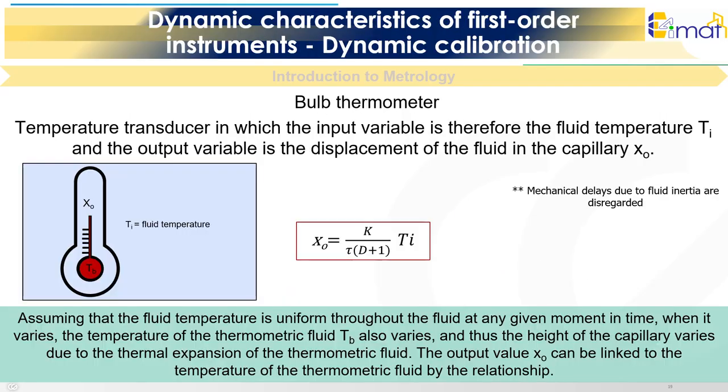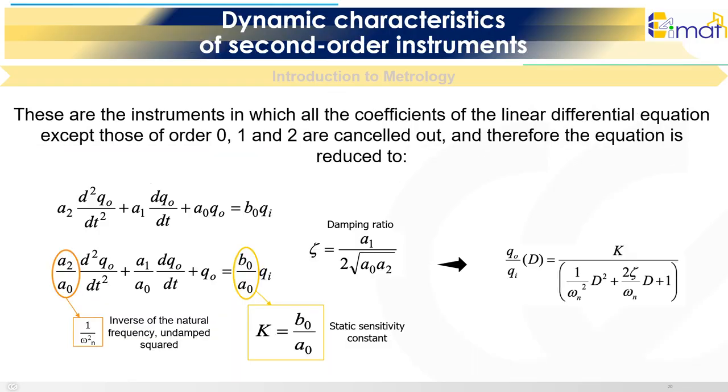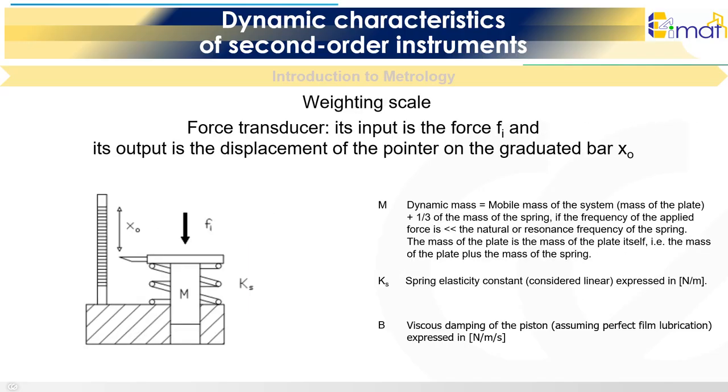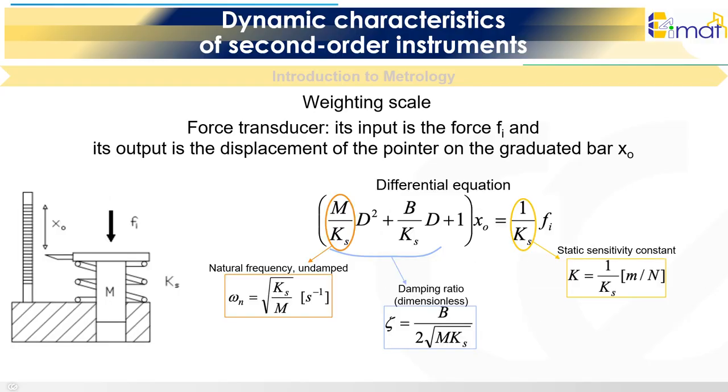Second-order instruments follow a differential equation that includes up to second-order terms. Typical examples include weighing scales, where mass, spring stiffness, and viscous damping influence the dynamic response. Key parameters include natural frequency, damping ratio, and static sensitivity. Designing such instruments requires balancing dynamic stability with adequate sensitivity.